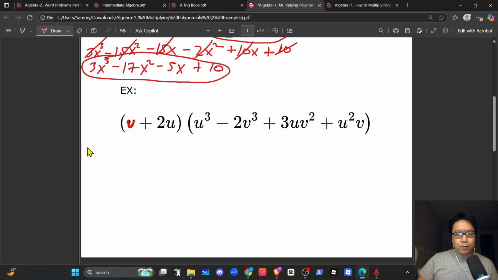So let's go ahead and distribute the first term, v. So we're going to get u cubed v. V times negative 2v cubed is going to give us negative 2v to the fourth power. V times positive 3uv squared is going to be positive 3uv to the third power. And then lastly, v times u squared v is going to give us u squared and v squared.